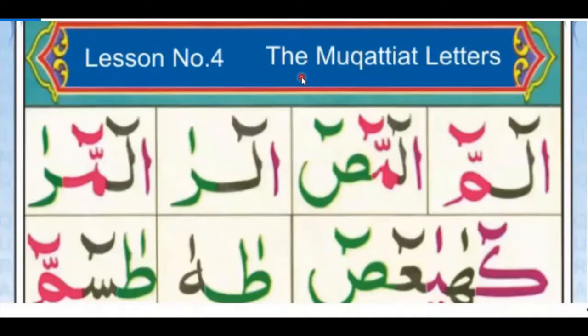Bismillahir Rahmanir Rahim. So this is the next lesson of the basic Arabic book. We call it Qaeda. And today's lesson is about the Muqattiat letters. What are Muqattiat letters? There are some specific letters. This is the group of the letters we can see here on the page.